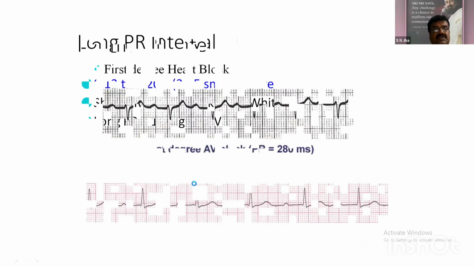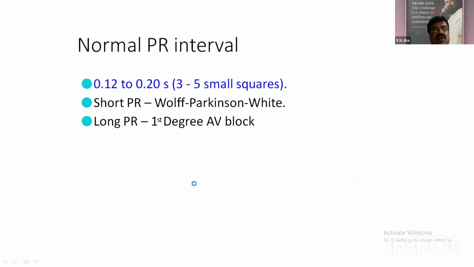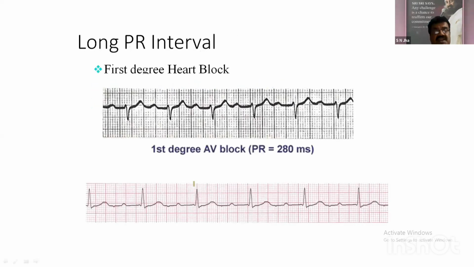So we were talking about normal PR interval. Long PR is first degree AV block, as we have shown, and short PR occurs in WPW syndrome. It's called Wolff-Parkinson-White syndrome. The long PR, you can appreciate here. What is the PR interval here?